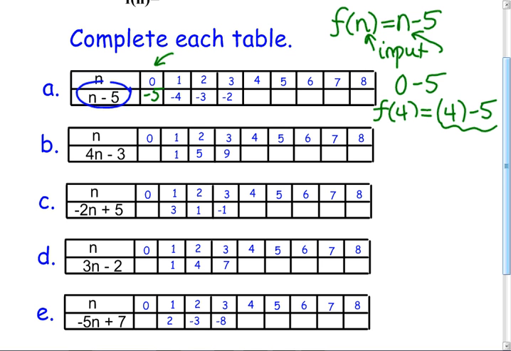Negative 1. And guess what? We can do this. This is called substitute and evaluate. We can do this and fill in the table.